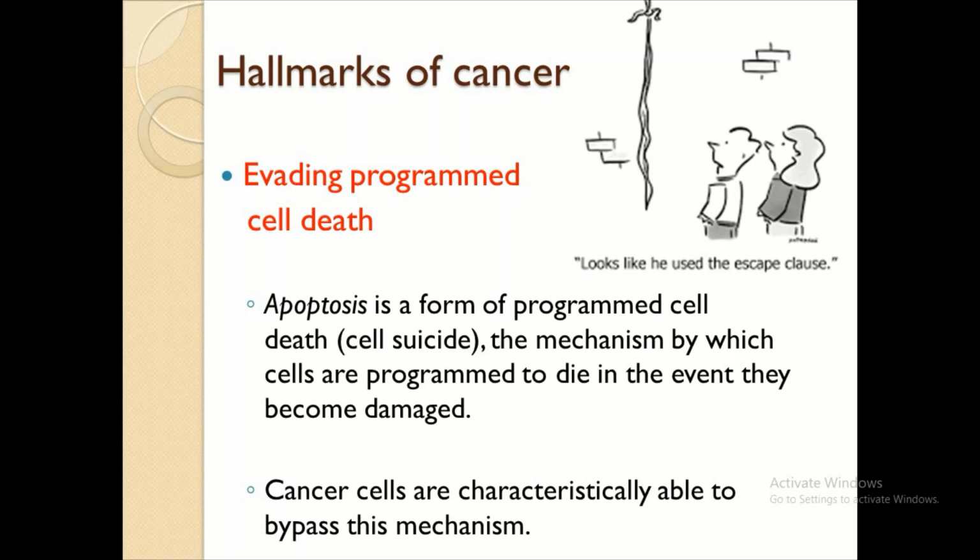The third one is evading programmed cell death. You know very well apoptosis is the programmed cell death where the cell is cleared from the system through a proper mechanism so as not to affect the neighboring cells. The cell dies in a programmed way. But cancer cells have a mechanism to escape or bypass apoptosis.